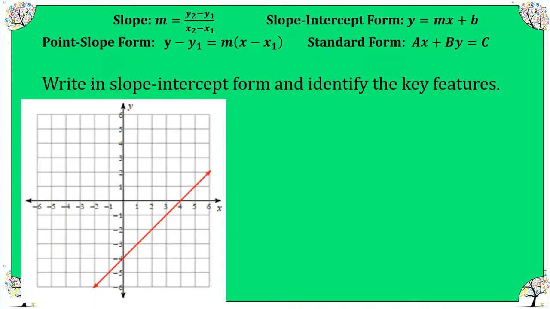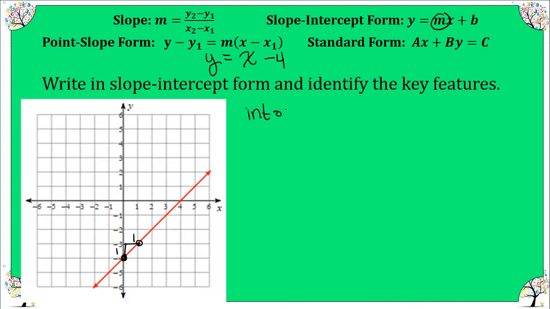Okay, we're going to put this in slope-intercept form and identify some key features. So y equals, we need the slope first. So I'm going to locate two nice points here and here. So I'm going up 1 and right 1. So 1 over 1 is 1, so 1x. It passes through negative 4 on the y-axis, so it's minus 4.